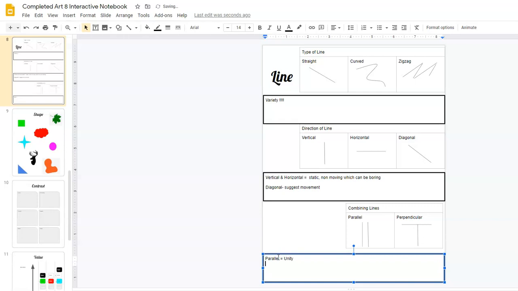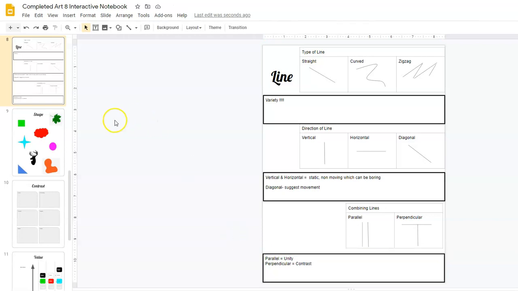They go together because they are the same. Perpendicular lines, again with the spelling, those have contrast because they go in opposite directions. All right, and that's all we're going to do with line for today.